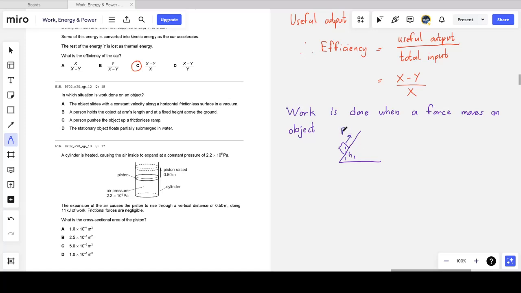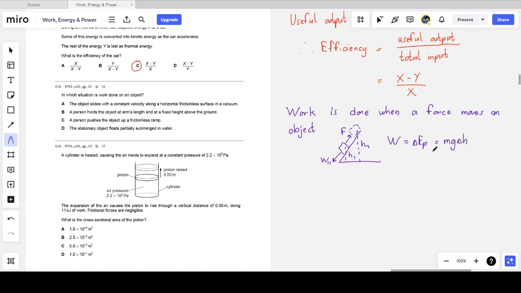We apply a force F to oppose its parallel component of weight, or its component of weight parallel to the slope. It then has a final position higher up the inclined plane, and at this inclined plane, its center of mass is a distance h2 above the ground, and the work that the person does to take it up the ramp is the change in gravitational potential energy, since there's no friction, and this is mg delta h.